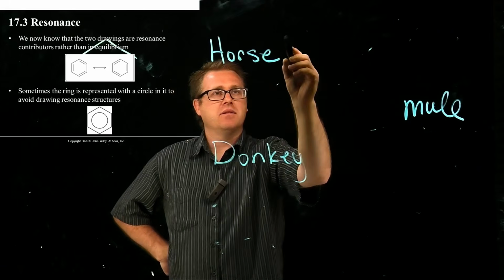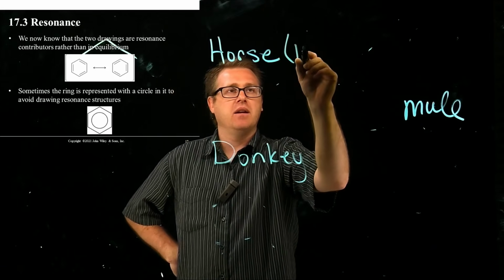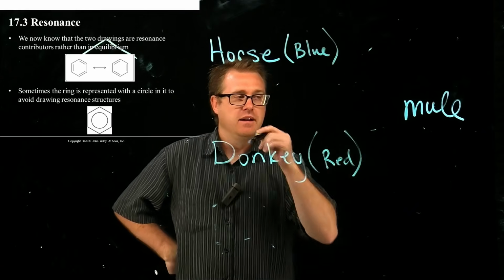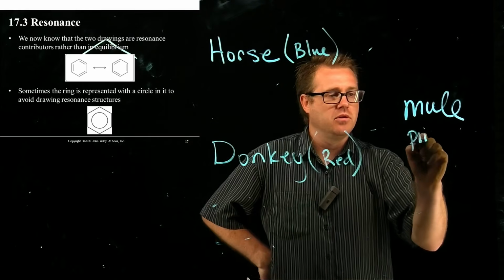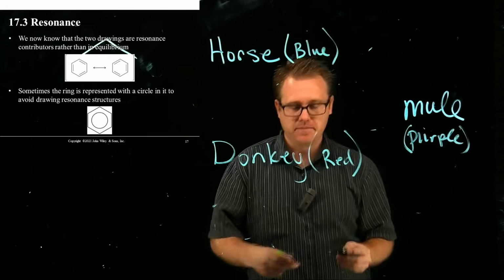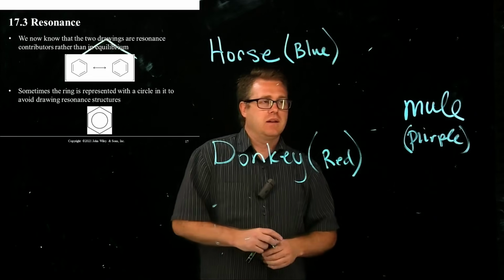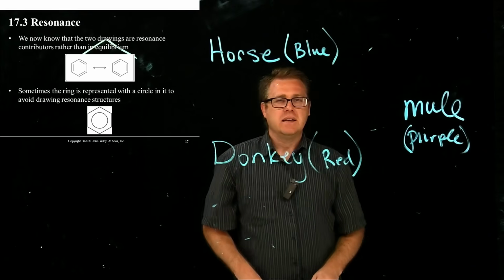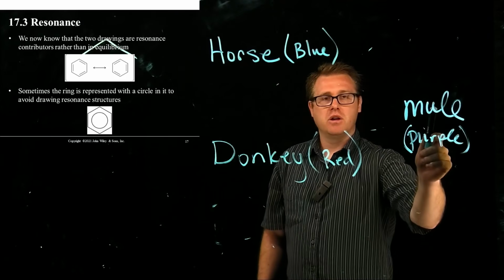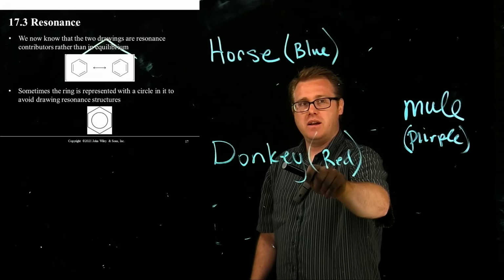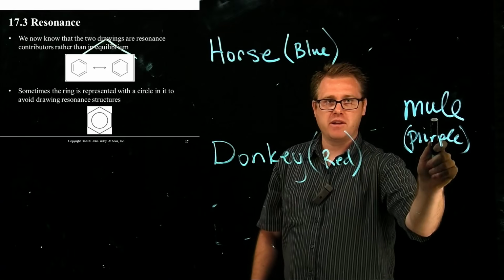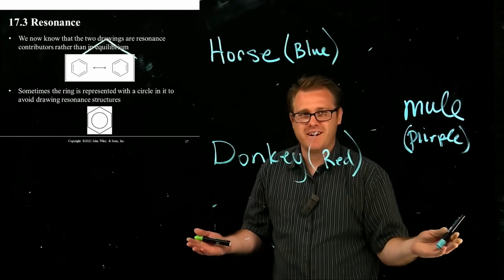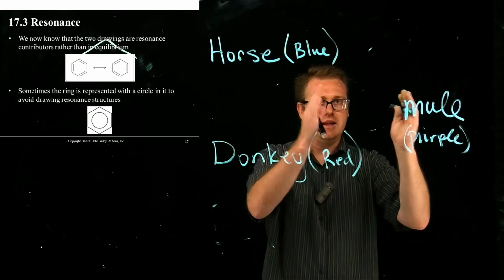But now let's add a little bit to it. Let's say we have a blue horse and a red donkey, and that's going to make us a purple mule. Now, when these two animals breed to make a mule, and we have a purple mule, does that purple mule one day it's a donkey, and then one day it switches back to a horse, and back and forth? We know that's not possible, right? The mule is a mule.